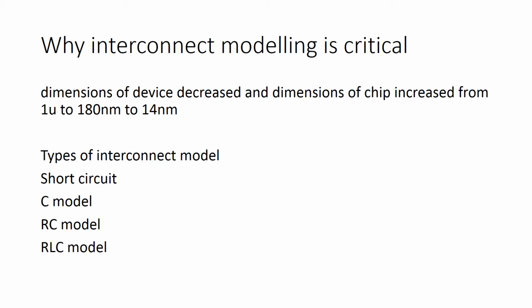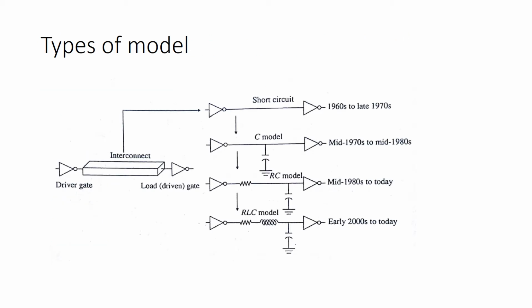Starting from, let's say, 1960, when we started implementing circuits in 1 micron technology, to today, we have arrived at 14 nanometer to 7 nanometer manufacturing. The types of interconnect model also changed over a period of time, from short circuit to capacitive model to RC model to RLC model. This is the evolution of the modeling over a period of 30 to 40 years. You can see in this slide that from 1960 to 70, the number of components on chip was very few.